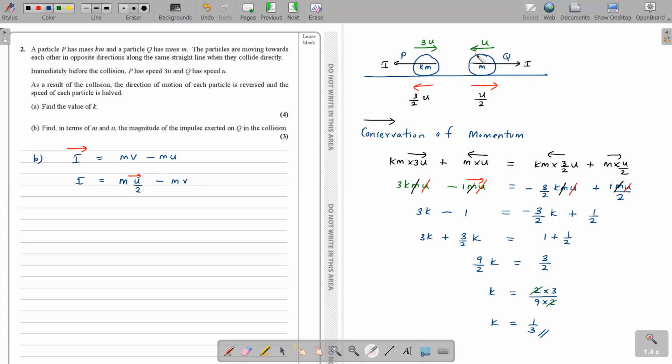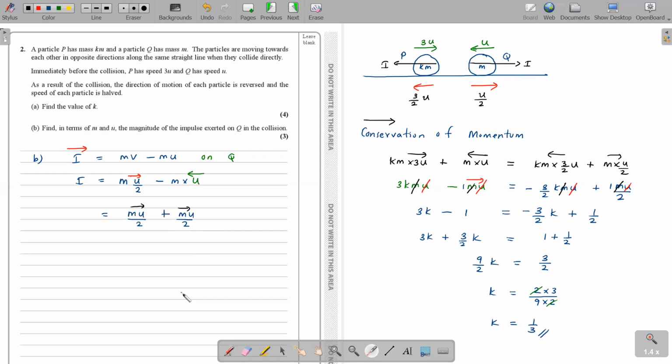For Q, I'm using I equals mv minus mu on Q. So for Q, initial speed is u. And even though I'm using u here, this u is in the backward direction. Do you see it? So I need to use I equals mv minus mu in the right direction because the impulse on Q is acting to the right. So this direction we need to fix. How do we fix it? We need to turn the direction to the other side, which means the negative becomes positive. And then we get mu over 2, and now both of these directions are to the right.